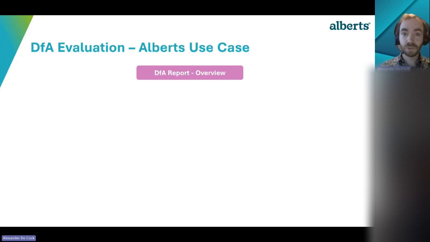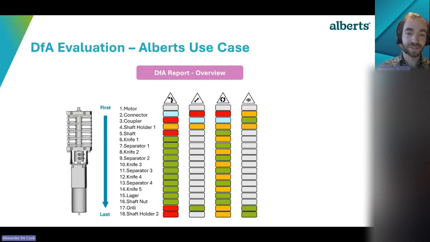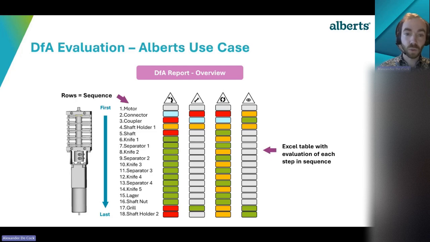Then the second output was this DFA report. There are 2 levels of detail of the report. First, there is the overview level. And so in summary, it can be represented as this. So what are we looking at? It's actually a simplified representation of an Excel sheet where the rows are the different operations in your assembly sequence. So here it's like you start with the engine, then you add a connector part, you add a coupler part, and so on until you assembled the full crusher unit.